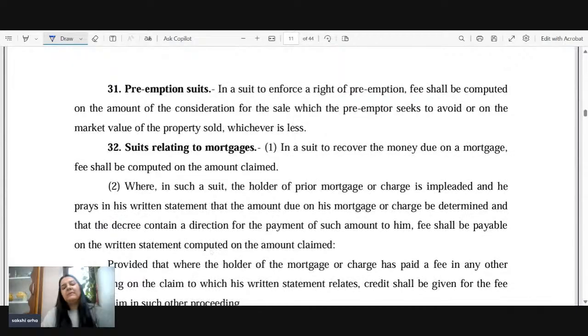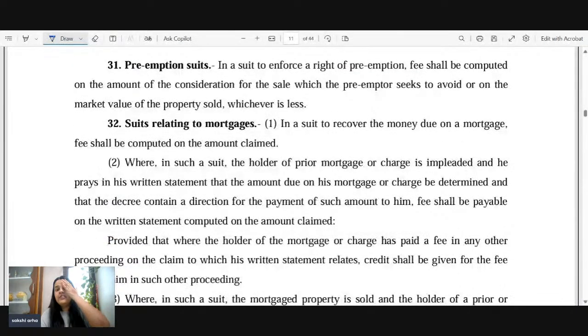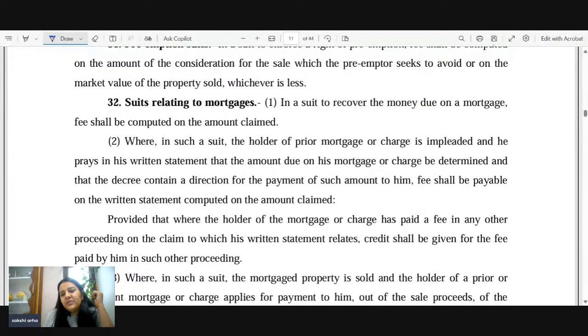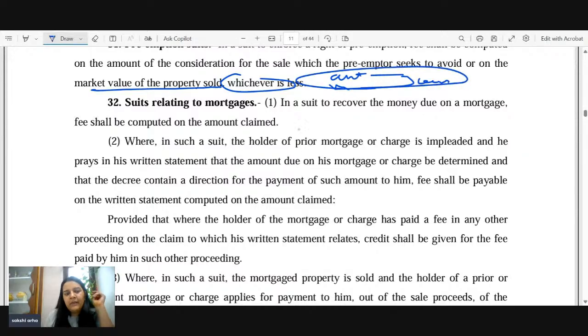Then comes preemption suits. In case of preemption suit, fee shall be computed on the amount of consideration for the sale. आप जितने amount में property sell करना चाहते हो उस पे वो suit की fees will be decided. Okay, which the preemptor seeks to avoid, or on the market value of the property sold, whichever is less. दोनों में से जो less होगी, या तो amount of suit or the market value of property, whichever is lesser, okay, that will be payable.